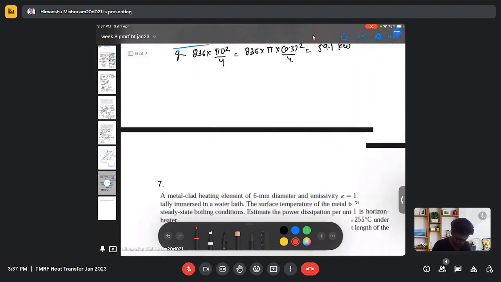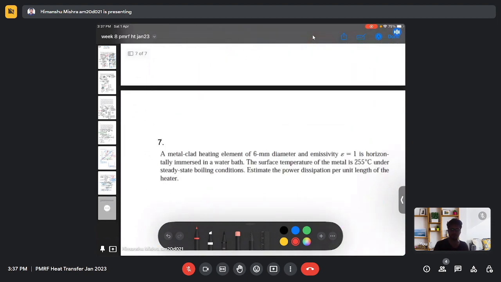So let's move to the next question. In this question, we will be discussing correlation based on the film region on the boiling. A metal clad heating of 6 mm diameter and emissivity 1 is horizontally immersed in a water bath. The surface temperature is 255 degrees Celsius under steady state boiling condition. Estimate the power dissipation per unit length of the heater.